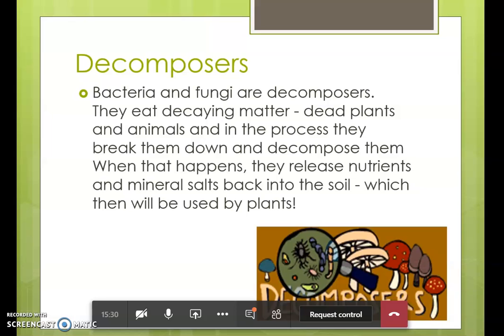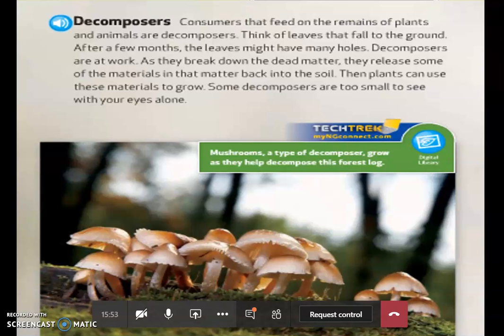Break them down and decompose them. When that happens, they release nutrients and mineral salts back into the soil, which then will be used by plants. So, we see this very cycle. So, okay, so there goes our sound signal again.